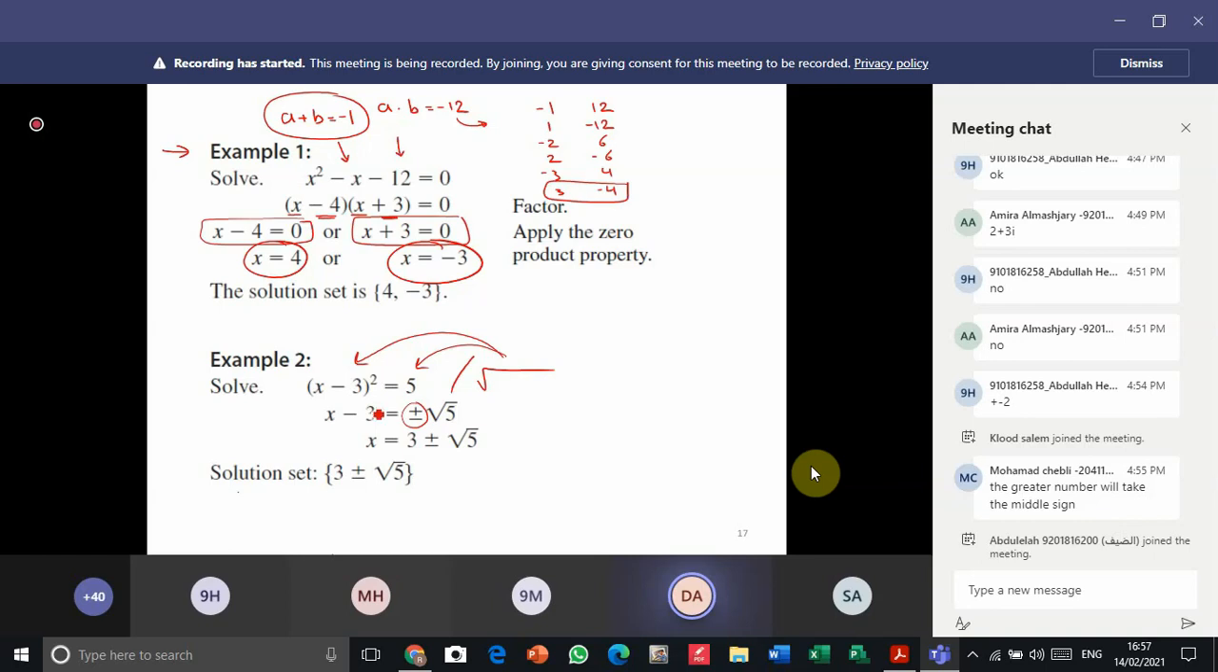Now move the 3 to the other side, so we have positive 3. Now we have two solutions, 3 plus radical 5. These are two solutions, not one solution. The first solution is 3 plus radical 5, and the second solution is 3 minus radical 5. Okay, this is two solutions. Any question? The greater number will take the middle sign. Yes, sure.